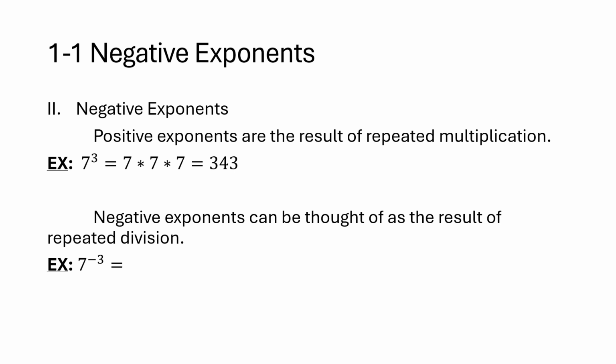So if positive exponents are the result of repeated multiplication, negative exponents can be thought of as the result of repeated division. So here we have x to the negative 3, which means we will have 1 divided by 7, divided by 7, divided by 7, which will be the same as 1 divided by 343, which will be the same as 0.00292. I rounded there. That's okay.